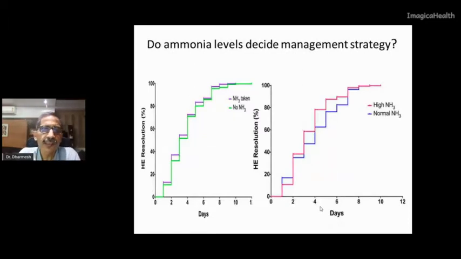So this is what these graphs tell you. The left-hand side graph tells you that the HE resolution, whether an ammonia sample was taken or not taken at admission, really does not matter. And the right side graph, HE resolution whether ammonia levels were high or ammonia levels were normal. So really it did not matter. So probably this is a veritable nail in the coffin for ammonia assessment or ammonia assay in patients who present with cirrhosis and HE.